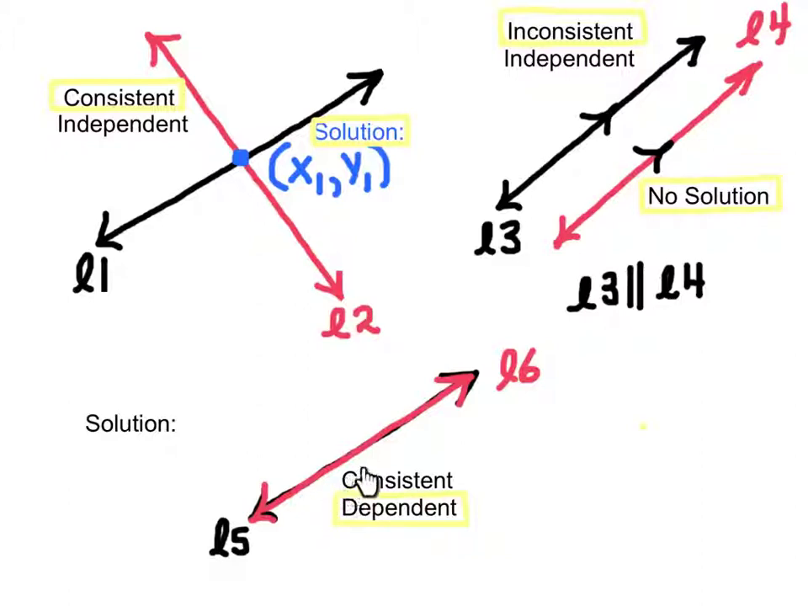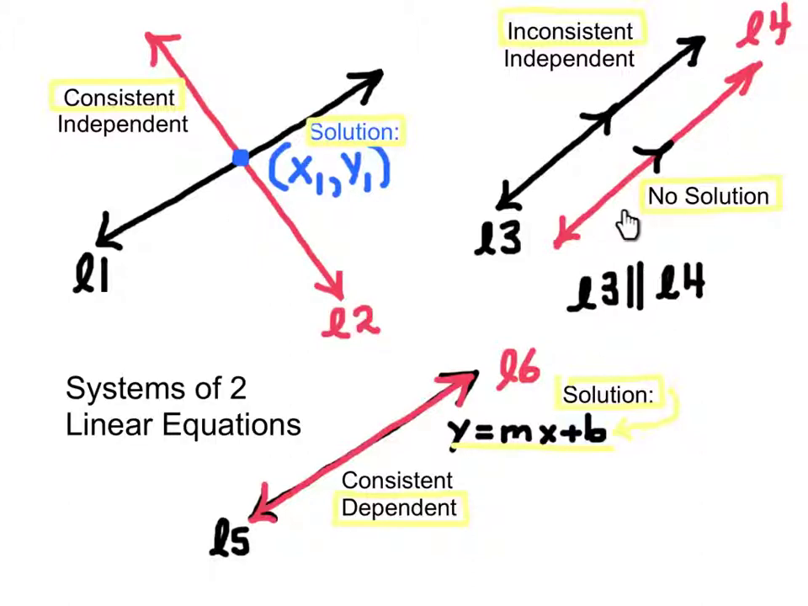In this last case, for line 6 and 5, we say that the solution is actually the line itself. So let's imagine that line 6 and 5 are equal to the line y equals mx plus b, where m is the slope and b is the y-intercept. In this particular case, the solution is the line itself. So the solution to this, in fact, is the line y equals mx plus b.